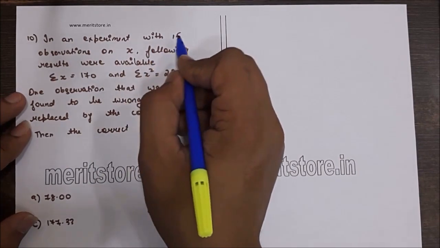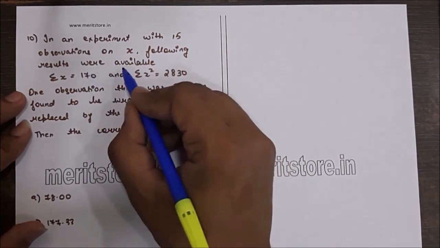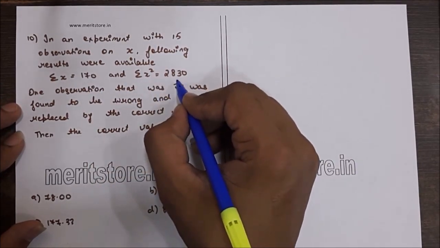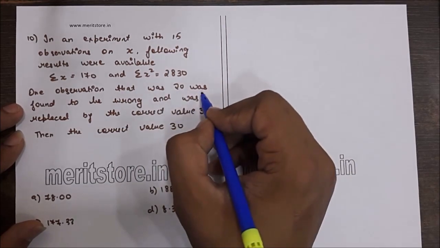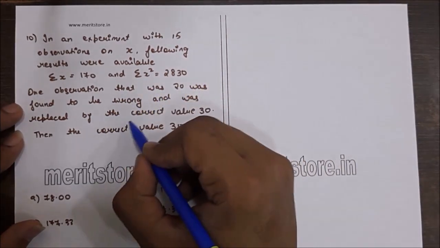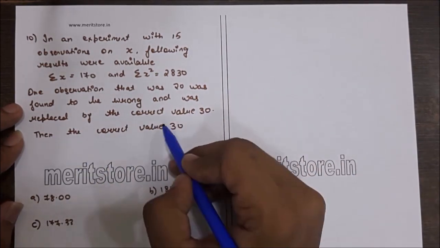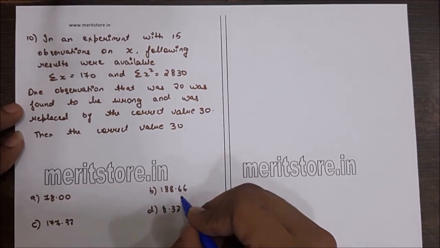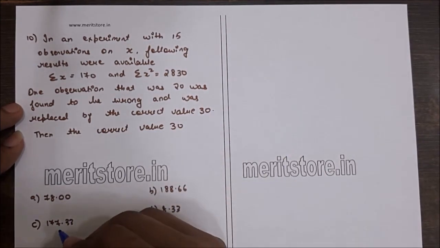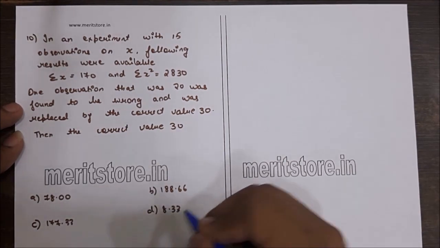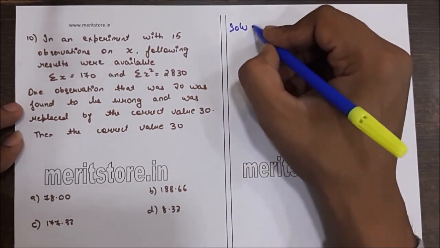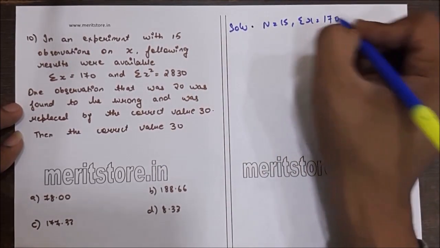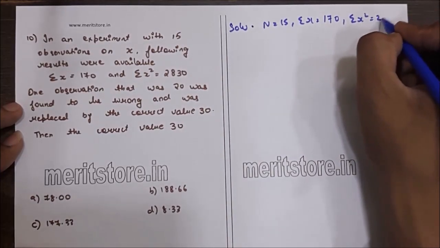In an experiment with 15 observations on X, the following results were available: summation X is equal to 170 and summation X square is equal to 2830. One observation, that was 20, was found to be wrong and was replaced by the correct value 30. Then the correct variance is: option A 78, option B 188.66, option C 177.33, option D 8.33. Therefore, the solution is, we have given n is equal to 15, summation x is equal to 170, summation x square is equal to 2830.